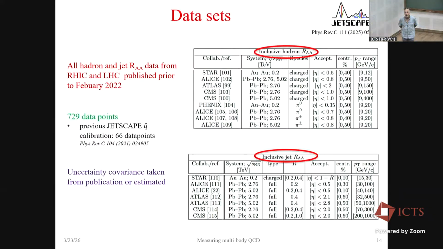In jet RAA at very high PT, above 400 GeV or so, they differ very significantly, well outside the uncertainties. So what to do about that? Well, Bayesian inference is not going to tell you which one is right. That's an experimental issue. So you have a choice. You can put them both into the analysis and just say, I have inconsistent data. Let's see what we get.